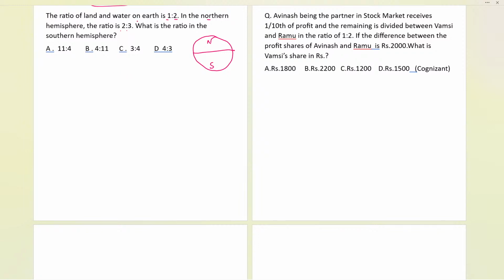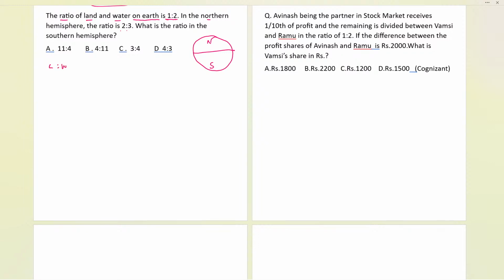Students make a mistake over here. They consider the ratio of land and water initially as being for the northern region only, or the southern region. We might assume it by ourselves, or mistakenly take it that way. So you have to read it carefully. It is saying complete earth. So now let us write the ratio of land and water over here.